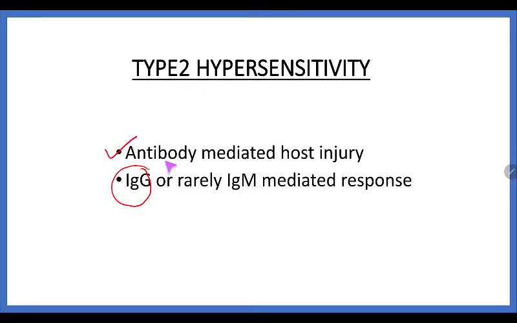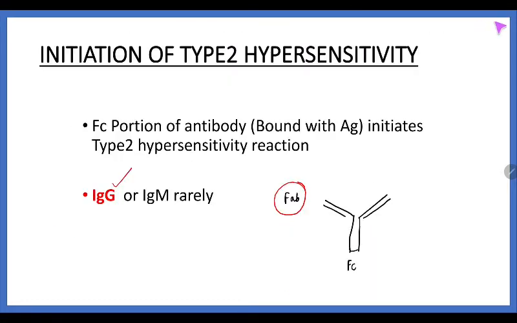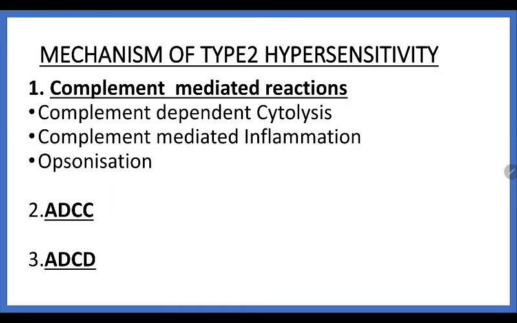Tomorrow we will continue with type 3 hypersensitivity. Before that, let us concise. Type 2 hypersensitivity is because of antibody mediated host injury, that is especially IgG, and the antigens are host cell surface antigens, extracellular matrix antigens, and as well exogenous antigens, especially drugs. The initiation is because of the Fab region binding to the antigen, that is IgG, and the type 2 reaction is initiated.